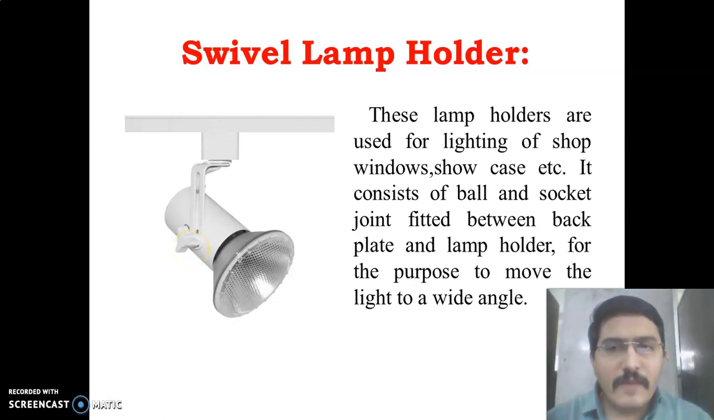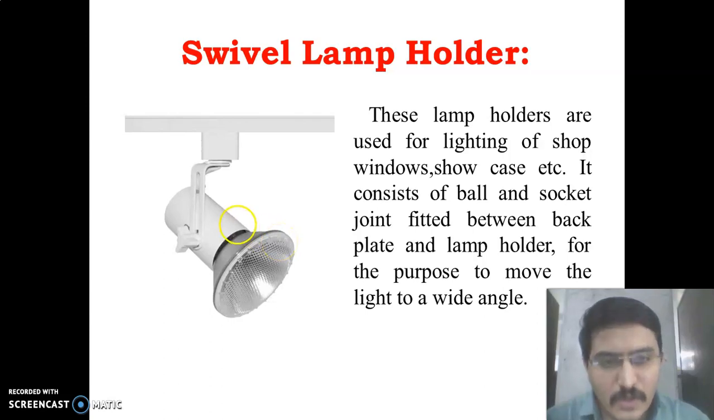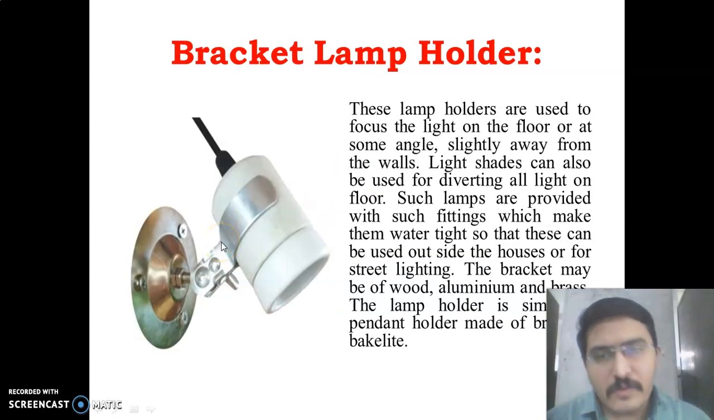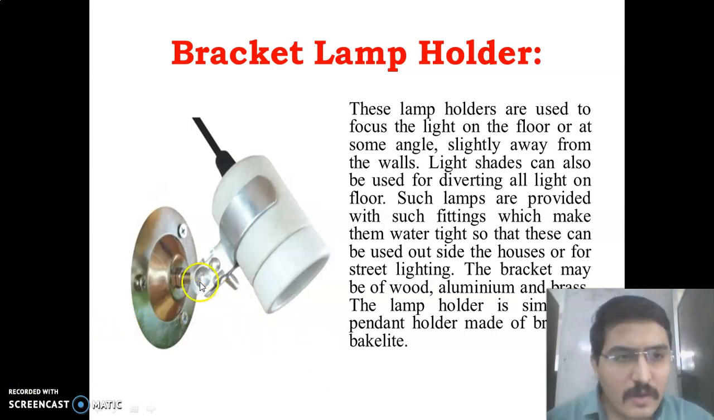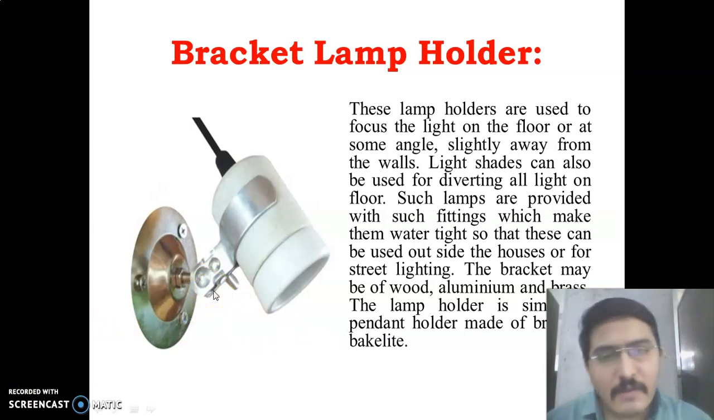Next we have the swivel lamp holder. These lamp holders are used for the lighting of shop windows, showcases, etc. It consists of ball and socket joints fitted between the backplate and lamp holder to move the light at a wide angle. So this is the picture of the bracket type lamp holder. These lamps are used to focus the light on the floor or at some angle slightly away from the wall.